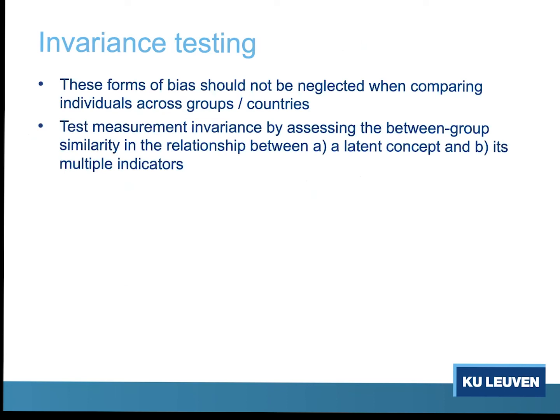And so the whole logic of invariance testing is that there are all kinds of biases that can creep in. And if we want to make proper comparisons across individuals or across groups, countries, then we need to be sure that these biases are not present, because they could really distort the picture. And so how do we do it? Well, we try to transpose this idea of conditional independence into testable hypotheses.